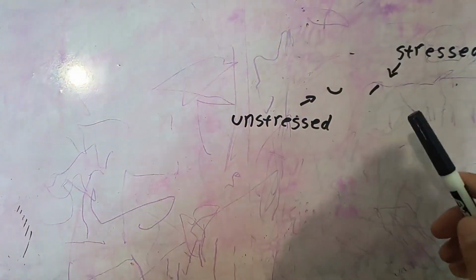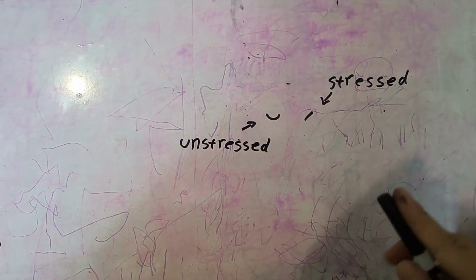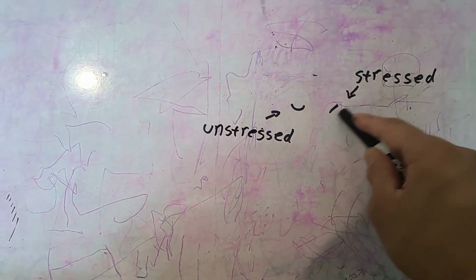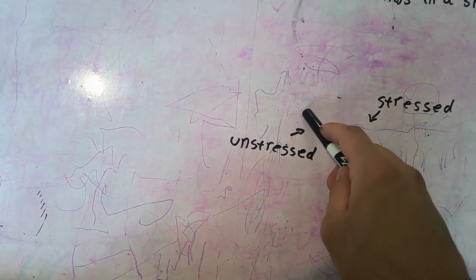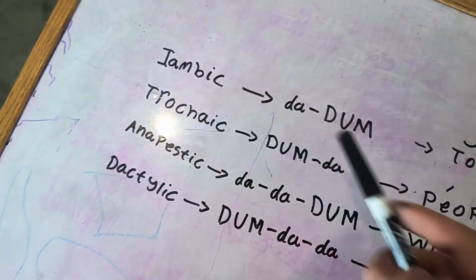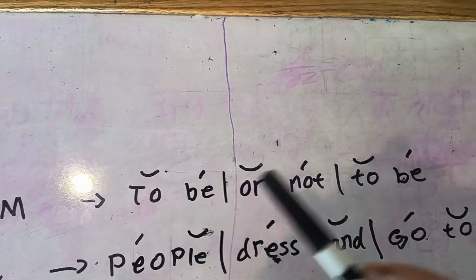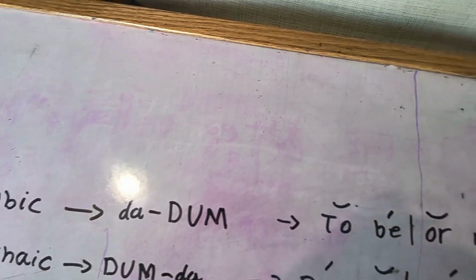But first, it's kind of hard to hear the sound of stressed and unstressed syllables. So to show that, we're going to use this line to show a stressed syllable, and this line to show an unstressed syllable. So let's start with that iambic. You look at this line right here. This shows the unstressed, then stressed.